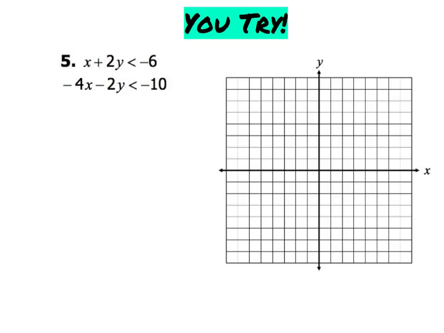All right, so I want you guys to try number 5 on your own. Remember first, convert them to slope-intercept form so they're easy to graph. Shade them both separately, and the part where they overlap is your solution. When you come back, I'll have the answer written on your screen and we'll go through it together. So go ahead and pause your video now and give this one a try.